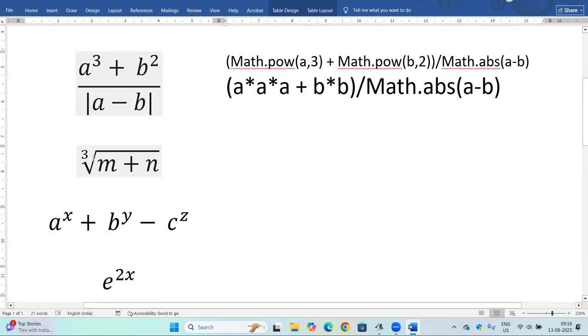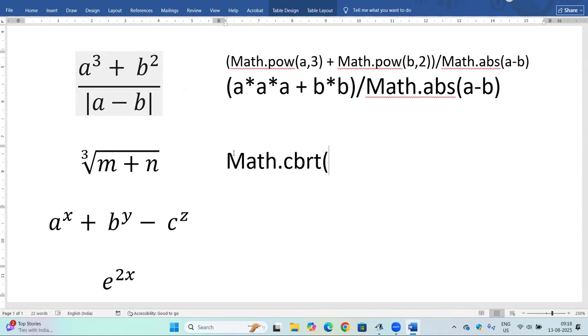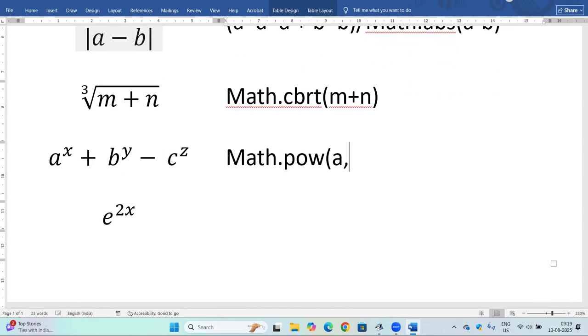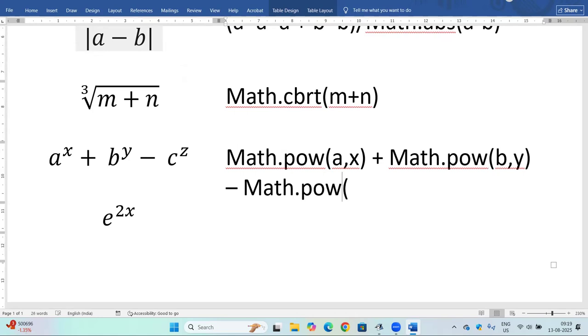The next one. We are not finding the square root here, but we are finding the cube root. So we have another inbuilt function, cbrt, to find the cube root of a number. And what are we finding it for? m plus n. I hope you all understood that. The next one, again, we're using a math function. So it's math.pow a comma x plus math.pow b comma y minus math.pow c comma z.